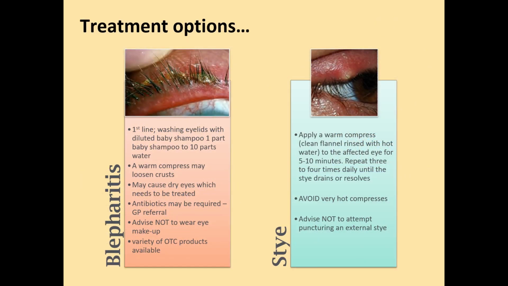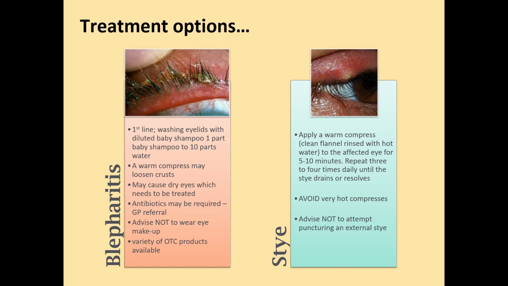With blepharitis, usually first-line treatment will be regular eye washing of the eyelids, and often people are recommended to use baby shampoo, 1 part in 10 parts of water, and something like a cotton bud or some kind of swab to gently wash away and move away the congestion you can see there from the discharge. A warm compress or a warm wet flannel may help loosen the crusting that occurs.